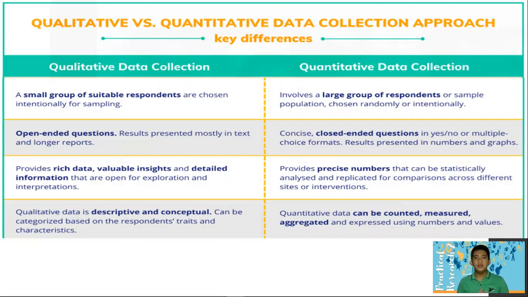While on the other hand, quantitative research can be counted, measured, aggregated, and expressed using numbers and values. We will repeatedly say that quantitative research is more on the numerical. You describe something by numbers. You analyze everything by numbers. Again, let's reflect on these differences between qualitative and quantitative research.